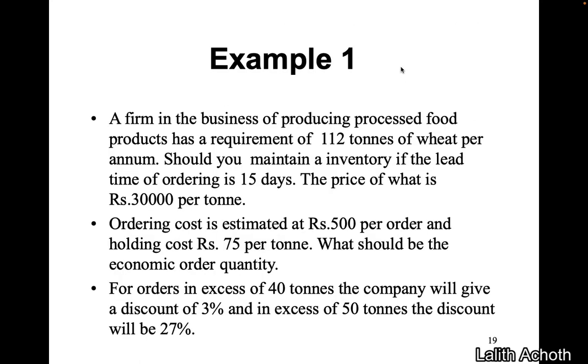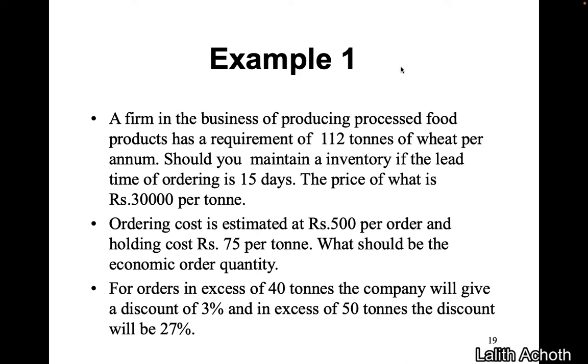Now I'll give you our own example so that there is no confusion. A firm is in the business of producing processed food products, and has a requirement of 112 metric tons of wheat per annum. Should you maintain inventory if your lead time is 15 days and the price of wheat is 30,000 rupees per ton? Ordering cost is estimated at rupees 500 and the holding cost is rupees 75, just as we discussed earlier. What should be the economic order quantity?